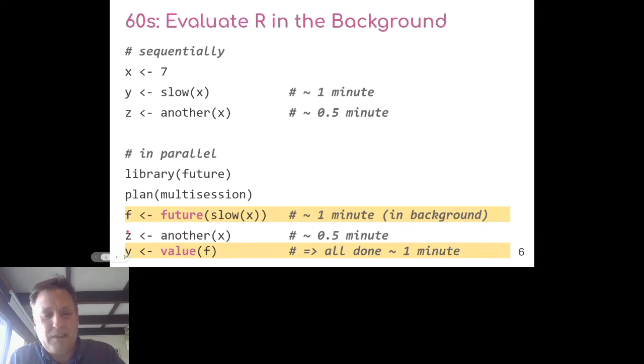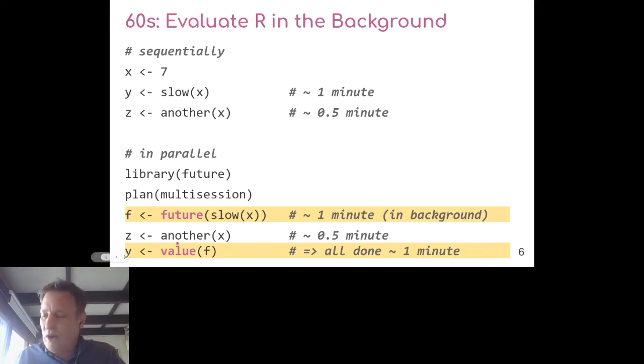And in this case, we can actually use the main R session to call another function here, which takes half a minute to finish. So now these two run in parallel. We then say, okay, now we're interested in the value of this future. So we call the function value. And if it's not done, it will wait until it's done. So this one takes half a minute, and then we have to wait another half a minute for the original. So all in all, both of these finish in 1 minute instead of 1.5. So that's the very simplest way of parallelization in R.